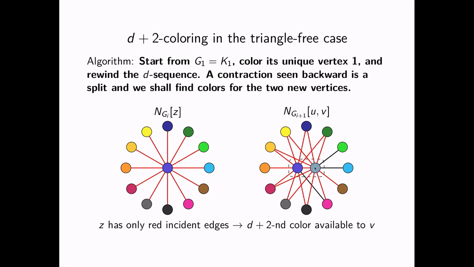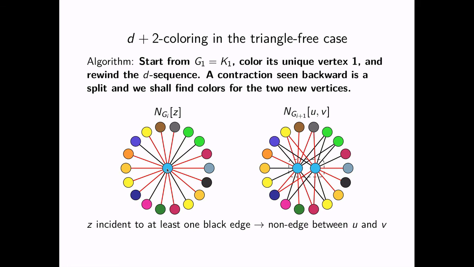Good. Or the vertex that is being split is linked to at least one black edge. But what is a black edge? Remember, it's a biclique between the two subsets. So when they split, it cannot create a red edge or a black edge, because that would mean an edge inside the subset, which would form a triangle with this biclique. So when it splits, it's an independent set and you can keep the same color, and that's it. It's a very simple scheme.